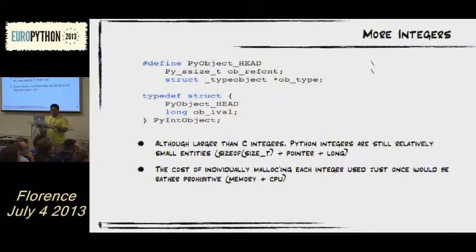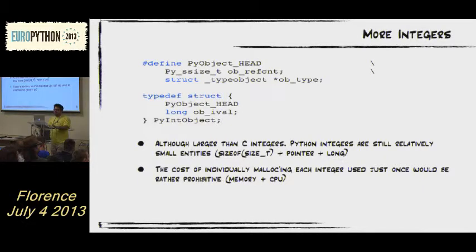And then the integer adds the ob_ival field, which is a long, okay? So that's where your number is stored. So instead of having just that field, you have all the Python object machinery around that. So the thing is that although they are actually larger than C integers, Python integers are still small entities, like 24 bytes, as I said.